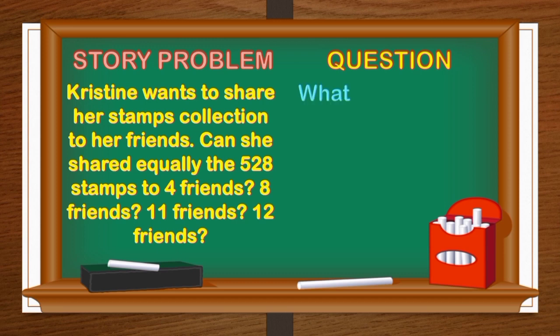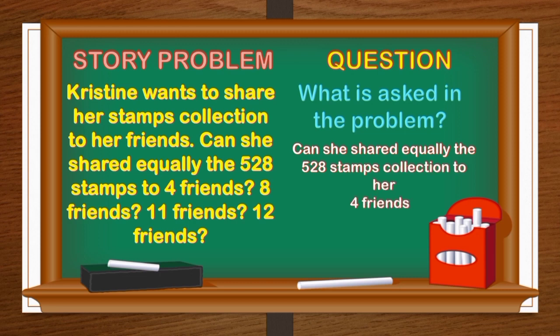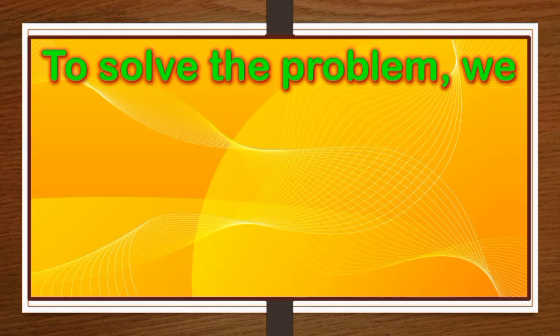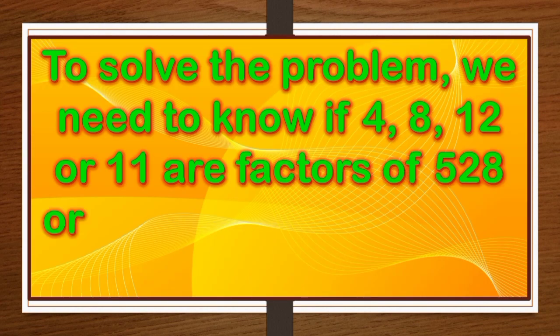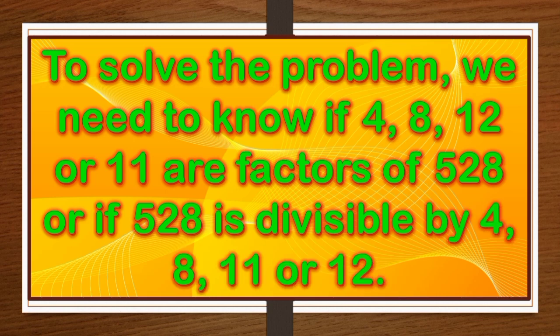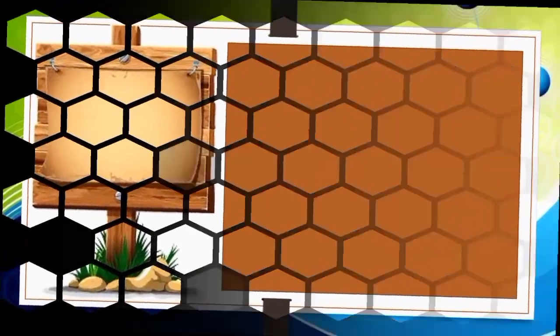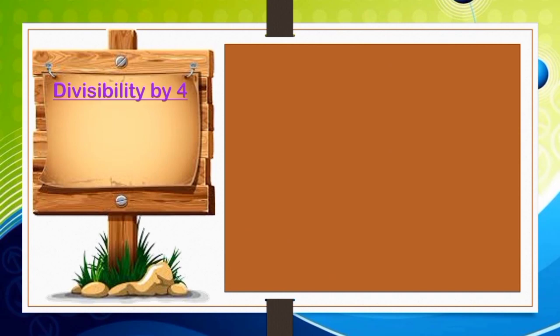Children, what do you think the problem is asking for? Very good. The problem is asking if she can share equally the 528 stamps collection to her 4 friends, 8 friends, 11 friends, or 12 friends. To solve the problem, we need to know if 4, 8, 12, or 11 are factors of 528, or if 528 is divisible by 4, 8, 11, or 12.